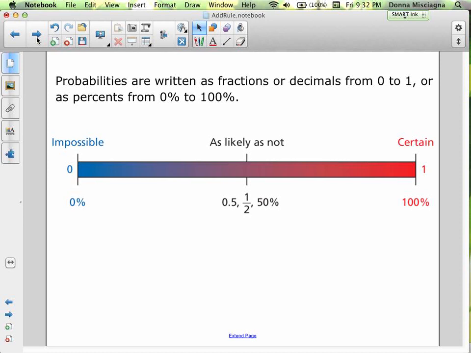Most of the time we'll only use decimals if we're actually given the probability as a decimal, and you'll see that in some later problems. Most of the time we'll represent them as fractions because it helps us see the favorable versus total, which is actually what we're going to learn about next.